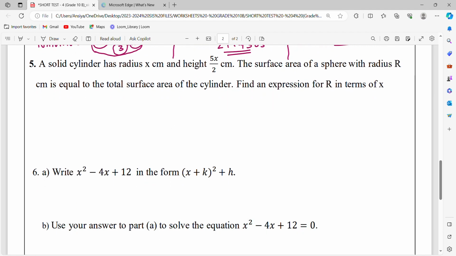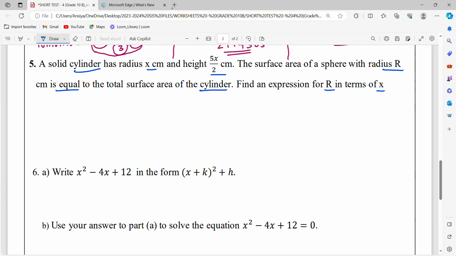Question number 5. A solid cylinder has radius x centimeter and height 5x by 2 centimeter. The surface area of a sphere with radius capital R centimeter is equal to the total surface area of the cylinder. Okay, in the previous question it was given volume is equal. Here it is given surface area is equal. Find an expression for capital R in terms of x.